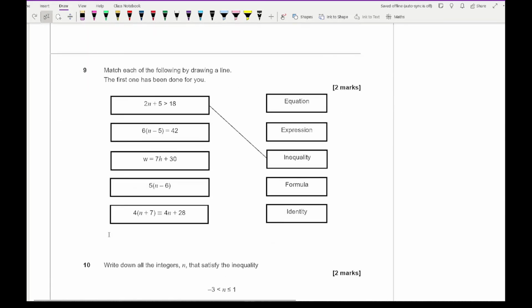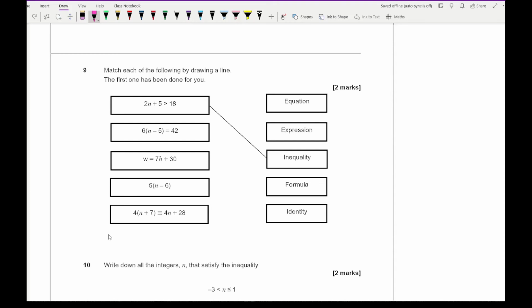Moving on to question 9. It says match each of the following by drawing a line. So here, we've got the definitions. An equation is basically where you've got an equals and one letter. An expression is where you've got no equals with multiple letters. A formula is where you've got multiple letters and an equal sign. An identity is where you've got those 3 little dashes that represent an equal sign.